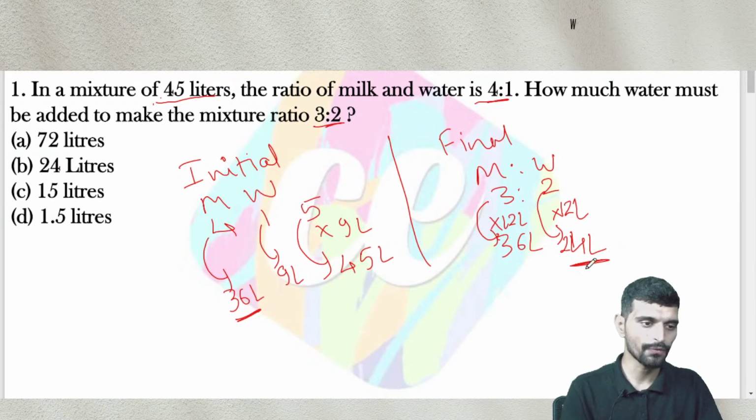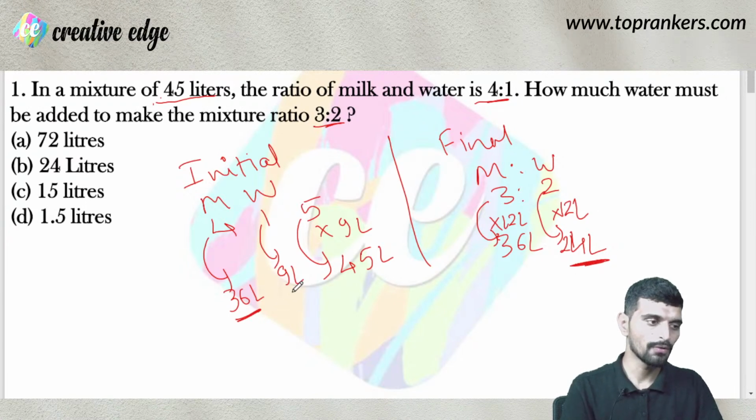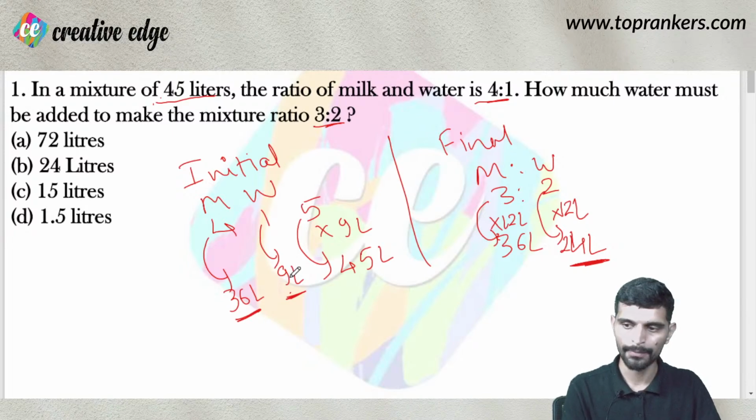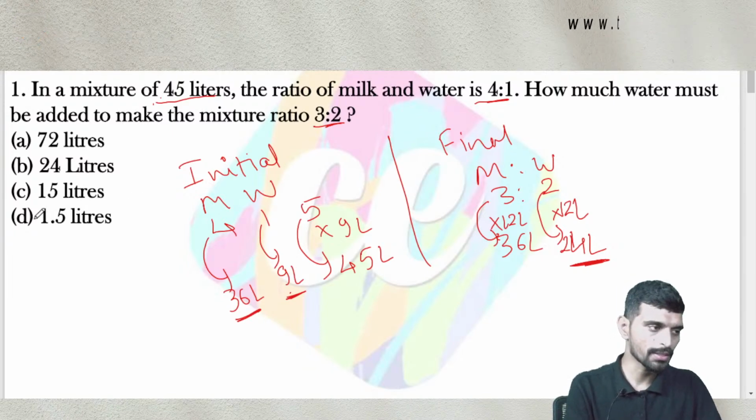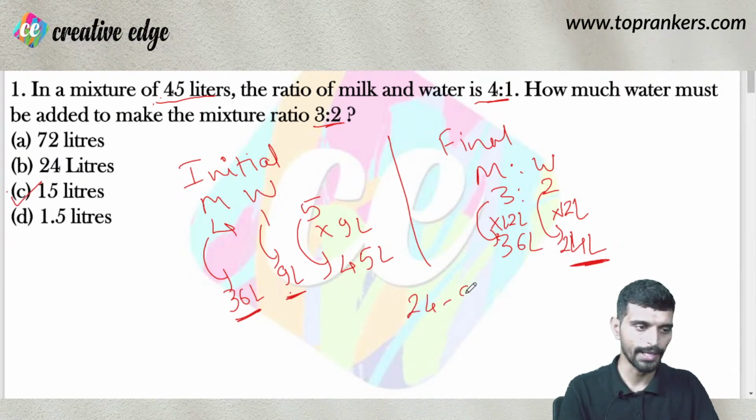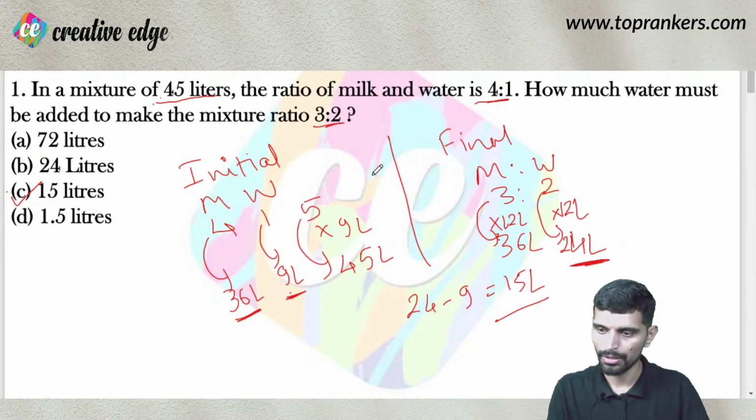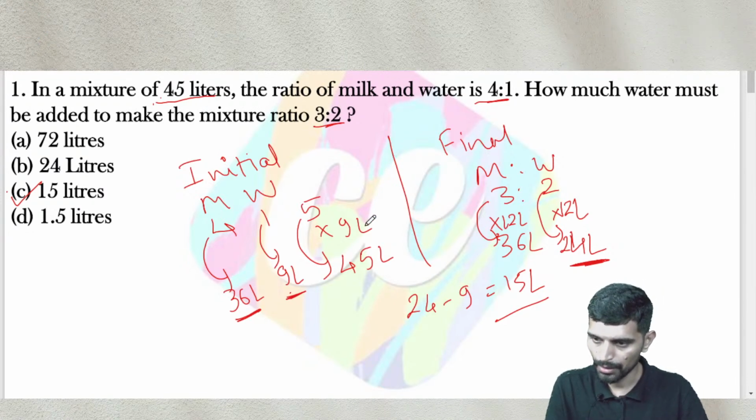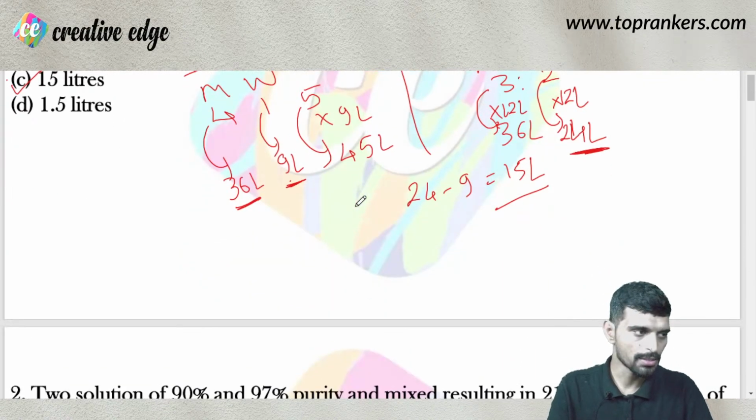So that becomes 24 liters of water in the new mixture, but it is asked how much water to be added. So this 24 liters will be reduced by 9 liters, as the mixture already contains 9 liters of water. Hence the correct answer will be 15 liters. 24 minus 9, that is 15 liters of water needed to be added to the mixture. Let us see the next one.